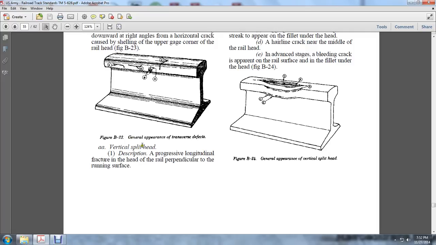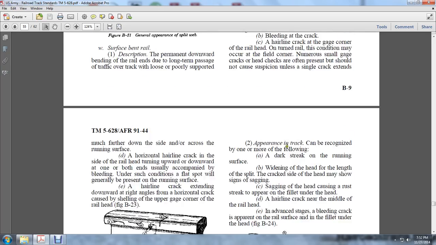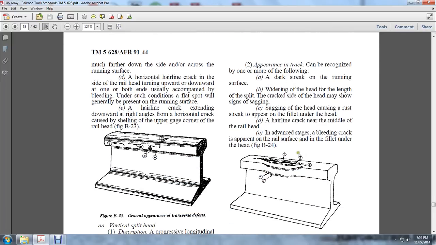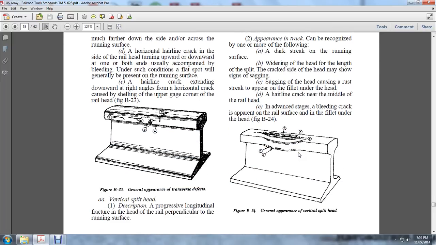Vertical split head. Progressive longitudinal fracture in the head of the rail perpendicular to the running surface. Appearance in the track can be recognized by one or more of the following: a dark streak in the running surface, widening in the head over the length of the split, cracks inside of the head that may be shown on the side of the head, sagging in the head causing a rust streak to appear in the fillet under the head.